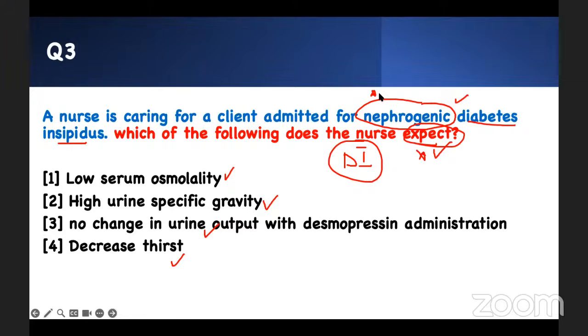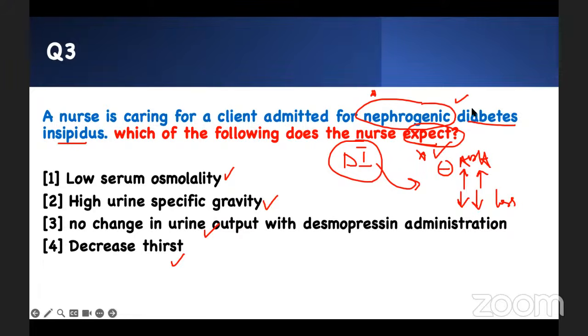And so if you don't know, then you have to learn about it. There's nephrogenic and there's central diabetes insipidus. I told you it's nephrogenic. You have to define it. What do you expect in diabetes insipidus? There's no ADH, and therefore your serum sodium is high. Serum osmolarity is high. Urine osmolarity is low. Urine sodium is low. And you're losing a lot of water.